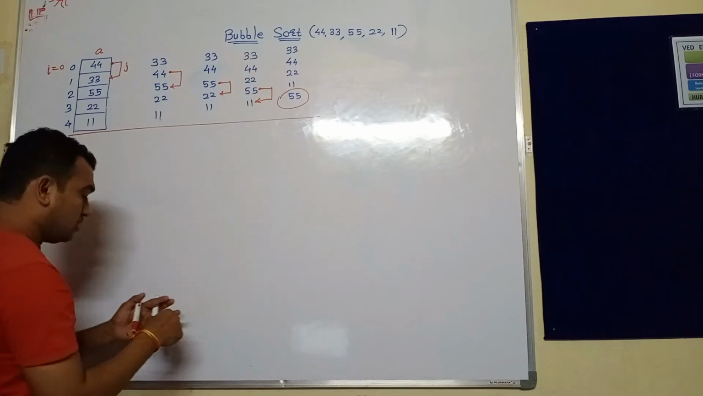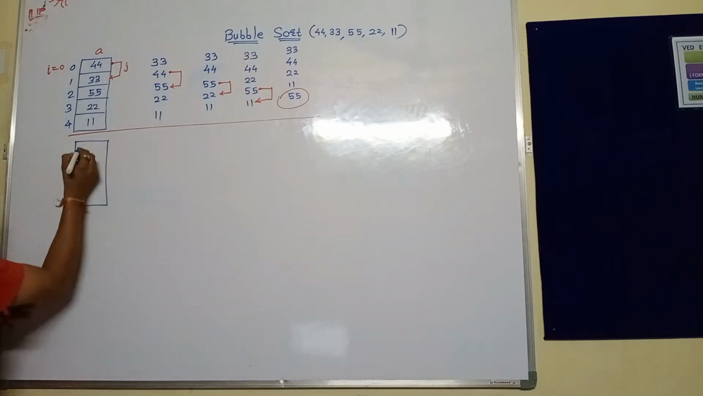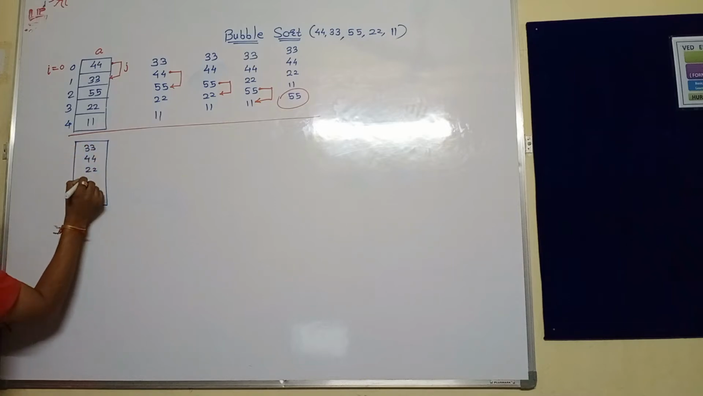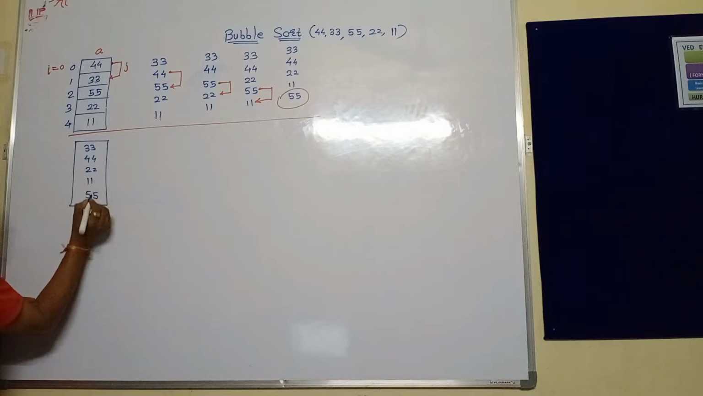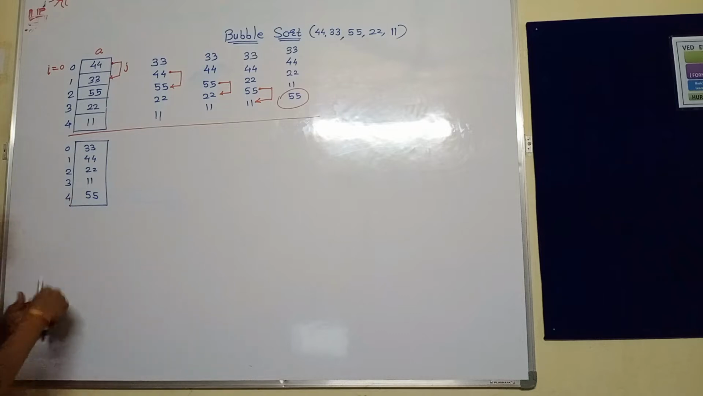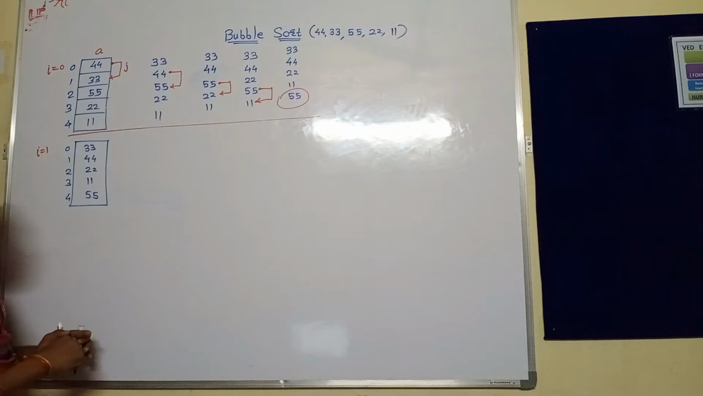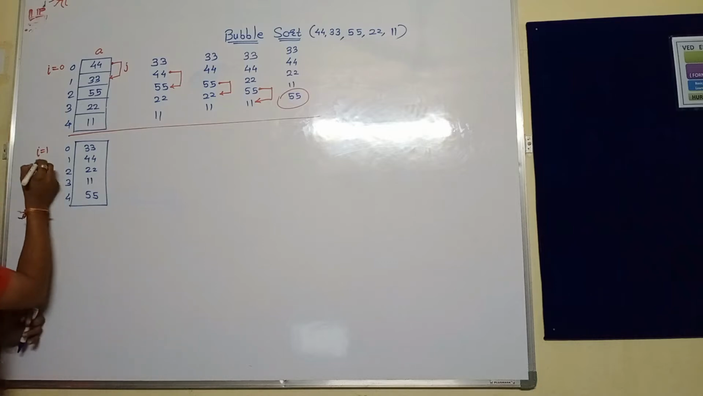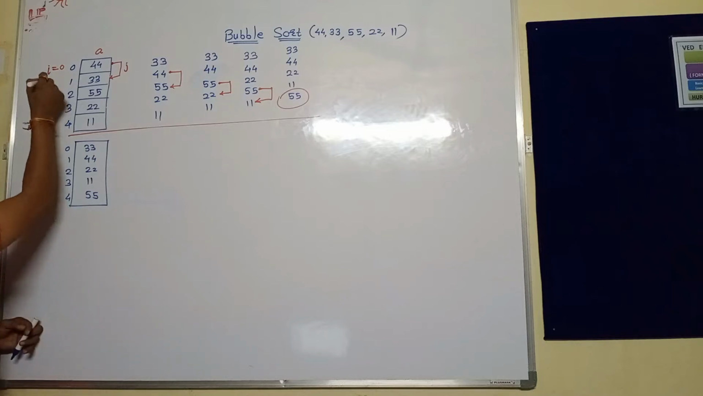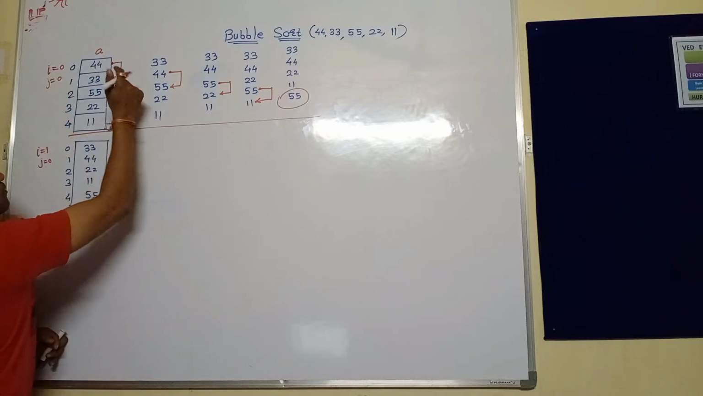What is our array here? Let's build our array again. It is 33, 44, 22, 11 and 55, with index 0, 1, 2, 3 and 4. Again our i variable is increased and it becomes 1. Our inner loop variable j will always start with the 0 index.